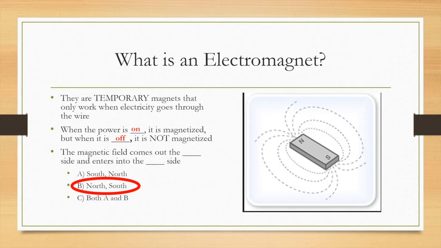And as you can see in the picture on the right, this represents a magnet, and the dotted lines are the magnetic field lines. And even though most pictures do not depict the direction of the magnetic field lines, it is going from the north to the south.